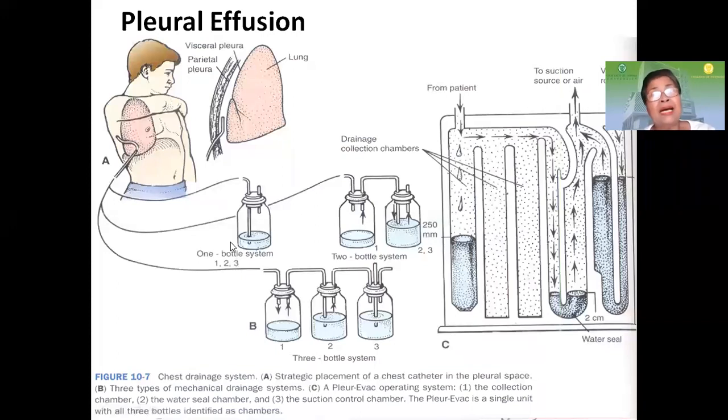So paano yun? Bakit tinawag na water-sealed drainage system? Water-sealed because we have inside the bottle a long glass tube. Inside the bottle, okay? Everybody listen kasi this is a must. No, you should know. In the board question, no? About 10 to 15 questions are about water-sealed drainage system.